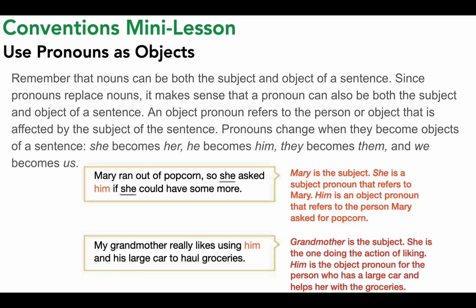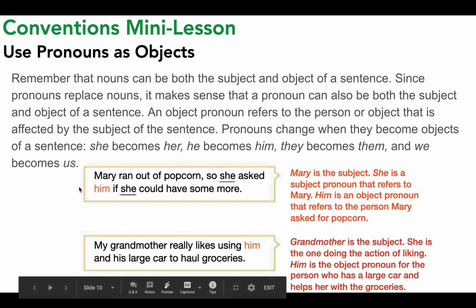Our conventions mini lesson is use pronouns as objects. Remember that nouns can be both the subject and object of a sentence. Since pronouns replace nouns, it makes sense that a pronoun can also be both the subject and object of a sentence. An object pronoun refers to the person or object that is affected by the subject of the sentence. Pronouns change when they become objects of a sentence. For example, she becomes her, he becomes him, they becomes them, and we becomes us.